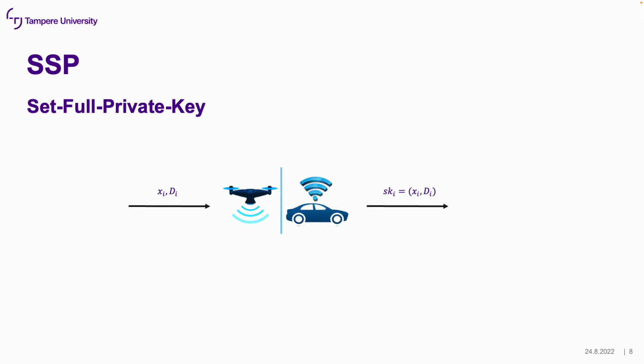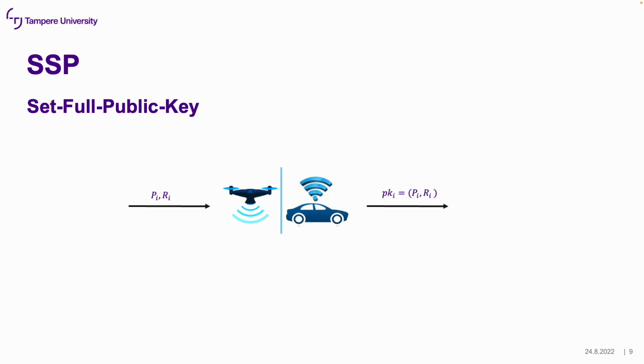We have the set full private key, which takes as input the partial private key generated by the KGC, and then the secret value generated by the entity itself. Outputs a full secret key, which is a combination of both partial keys. We have the set full public key, which takes as input the partial public key received from the KGC, and then the partial public key generated during the set secret value algorithm. Outputs the full public key.